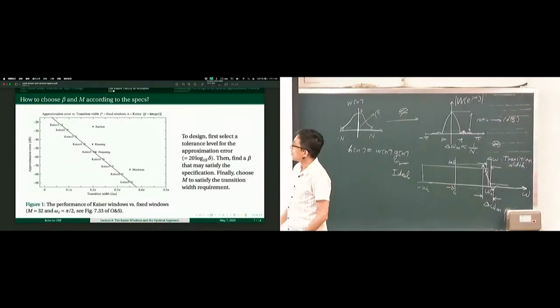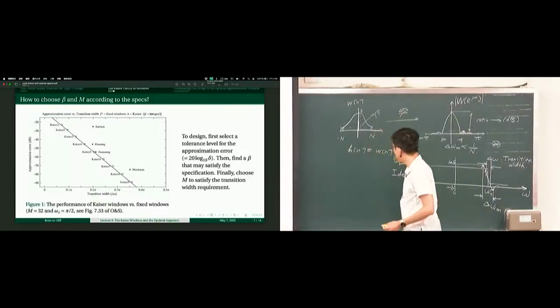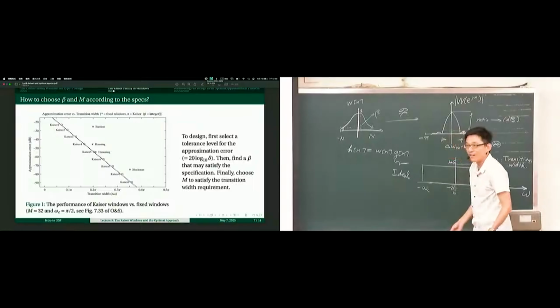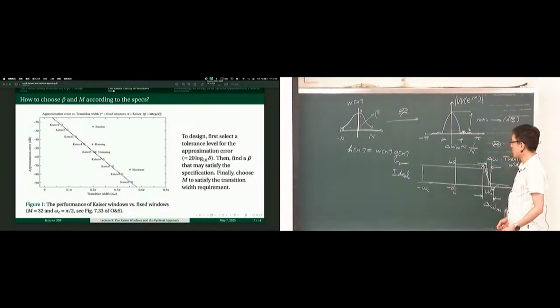According to what? According to a specification. Let's say your client, which might be Apple, asks you to design a low-pass filter with specified performance. They want the cutoff frequency somewhere around pi over 3. They want the transition width to be very narrow, maybe 0.05 pi. I'm just making up numbers. Those are the performance specifications that you are given.